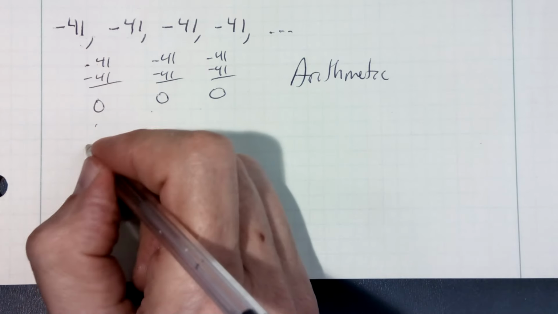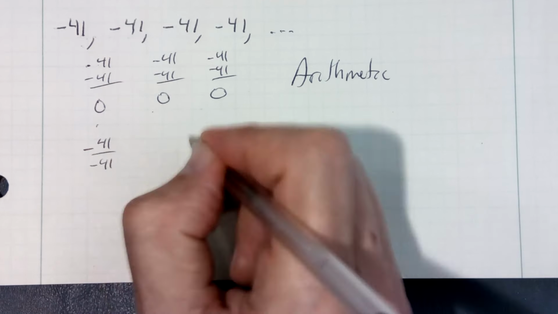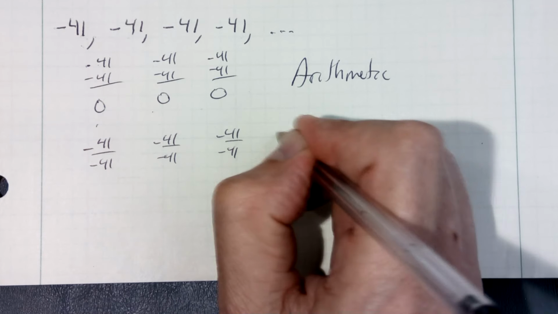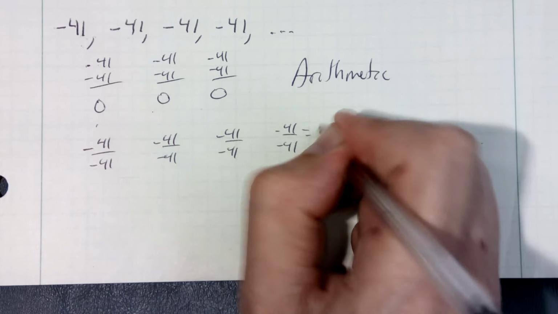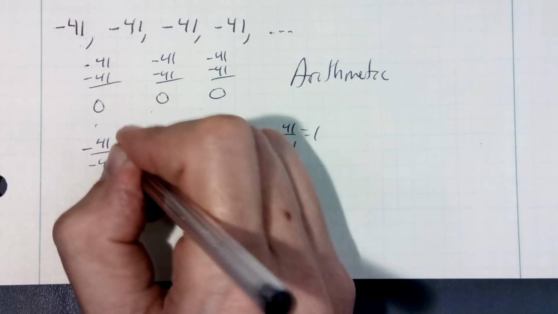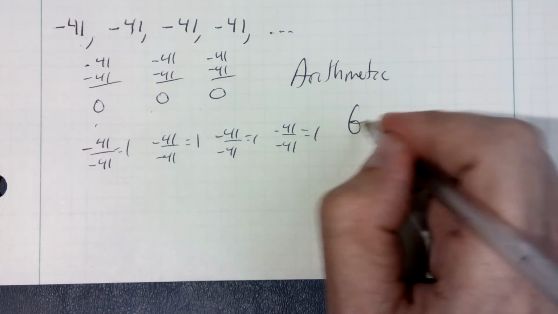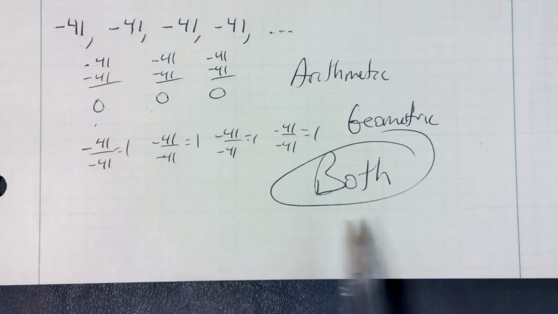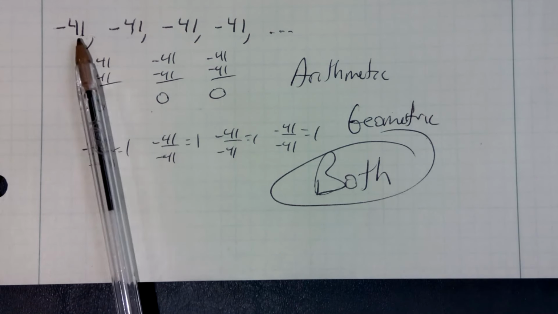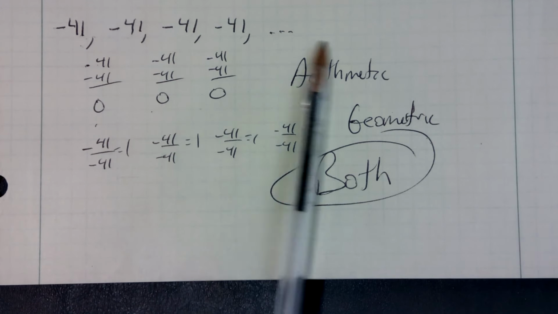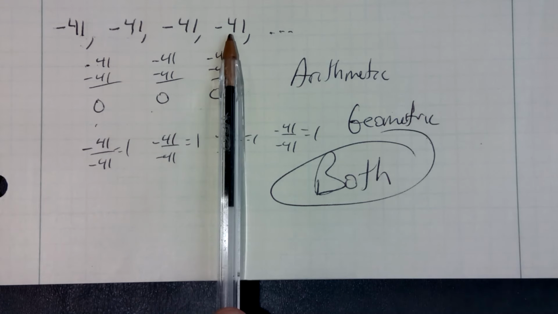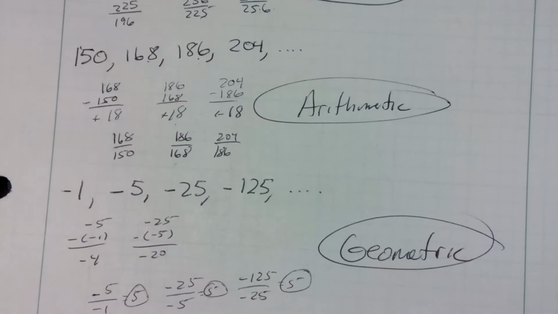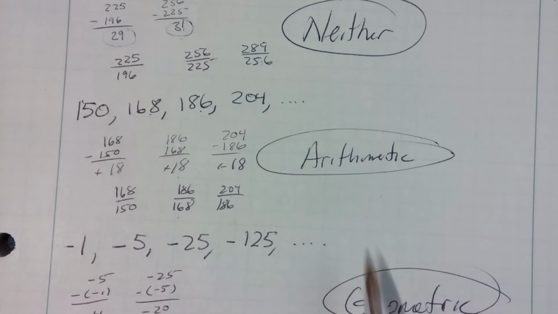But now let's look at the ratio. Negative 41 over negative 41, and so on, each time. All of those reduce to just 1. So in other words, the ratio is 1. So that one's definitely geometric as well. So this one is both. And the only way it can ever be both, by the way, is if it's a constant, if the value never changes as you progress through the sequence. So if the value is constant, never changes, then it's both arithmetic and geometric. If it changes, then it will either be arithmetic, geometric, or neither.